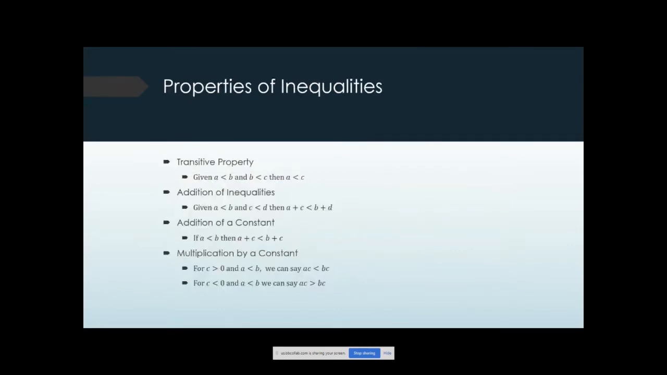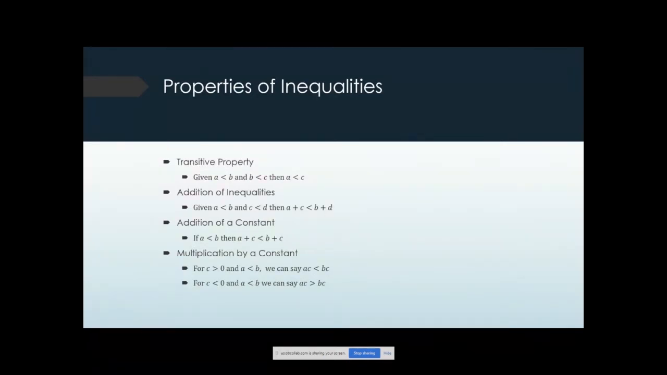So in order to get to solving inequalities, once we understand how to write our solutions, we need to then take a look at properties. We've got the transitive property, which says if A is less than B and B is less than C, then A has to be less than C.